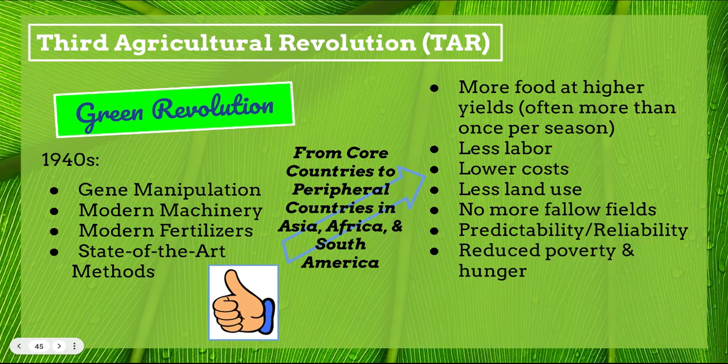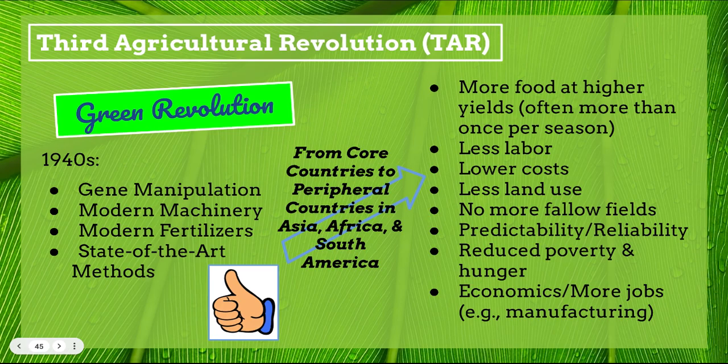and really gets to the point of all this, which is reducing poverty and hunger in these areas that were struggling. This also allows people to branch out into other things and stop devoting all their efforts to just subsistence farming and developing more balanced, diverse economies, better economics, more jobs in things like manufacturing.